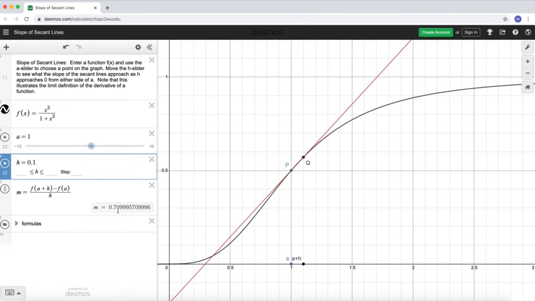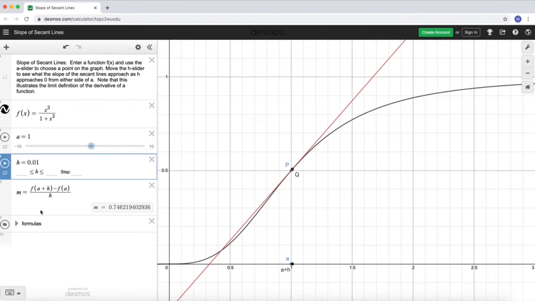And the slope actually went up by quite a bit. Now it's 0.70999. What if I want to get even closer? What if I use 0.01 for delta t? And you can see that they're incredibly close together now. And the slope has gone up a little bit more. It's 0.746.